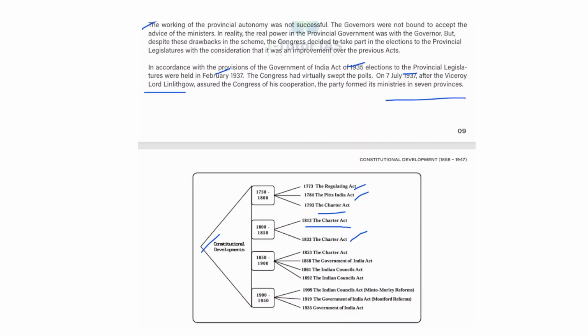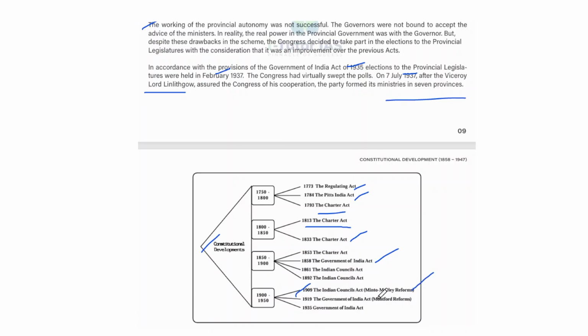And 1853 the Charter Act is there, and 1858 Government of India Act. Okay, so Government of India Act started from 1858. Then Indian Councils Act 1861. 1892 there is one more Indian Councils Act. And 1909, the Indian Councils Act, that is Minto Morley reform.